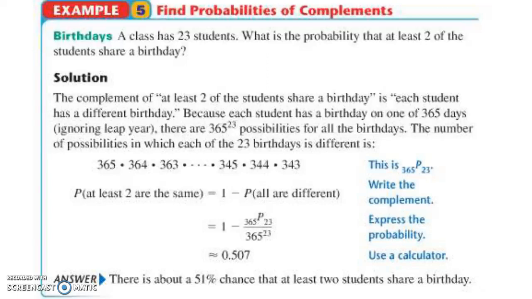It looks a little weird. The numbers are huge, but we could consider how this gets put together. When we subtract that off from 1 and do that math, we find out that we get about 0.507, which is about a 51% chance. So with 23 students in a room, there's a better than even chance that at least 2 students will share the same birthday.